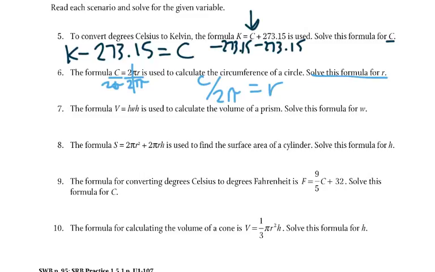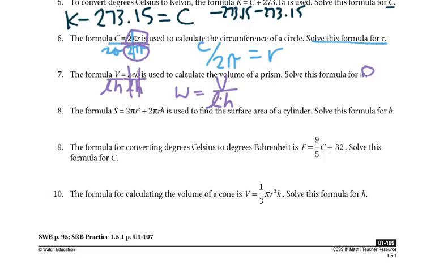Okay, 7. The formula V equals length times width times height is used to calculate the volume of a prism. Solve the formula for W. Same idea that we did in 6. We had 3 things times, we divided by 2. We have 3 things times, we divide by the 2 we don't want on that same side. So those cancel. We're left with W equals V over length times height.